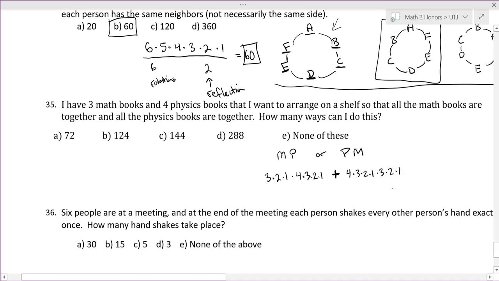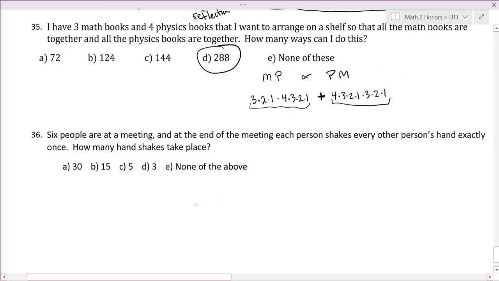There's 7 books in total. You're going to line up all 7. So you're going to find these 2 products, add them together, and after we do that, we end up with 288.